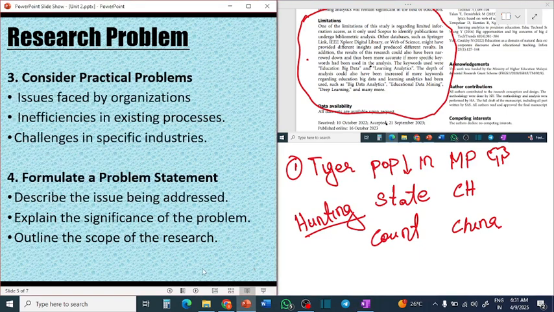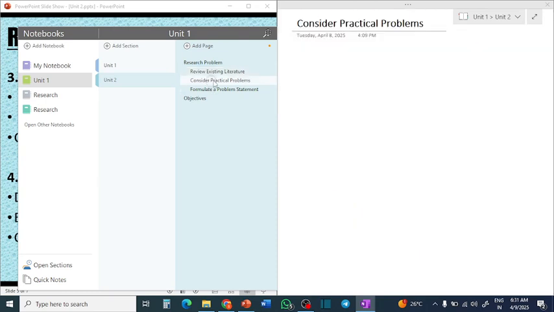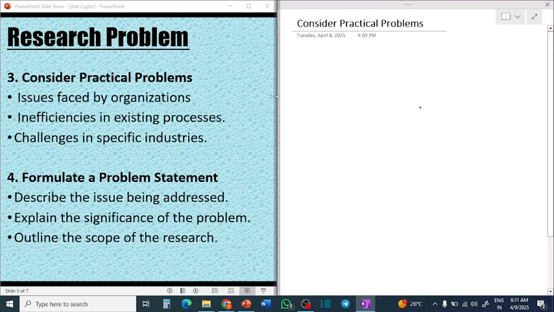We'll move on to the next point. Consider practical problems. In this, you will see the issues faced by the organization. See, for doing the research, first you have to know the tigers population. For conducting any research, you have to know the tigers population. Only then you can say it is decreasing or increasing. For that, you need very specific data.